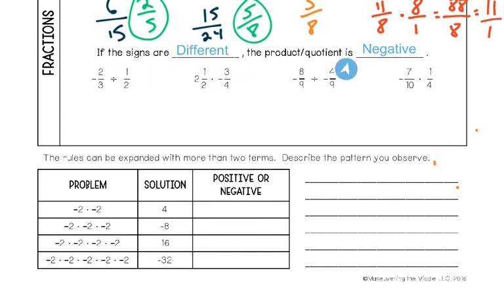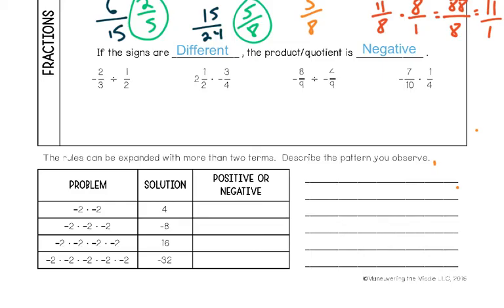If the signs are different, the product or quotient is negative, and negative times a positive is always going to give you a negative answer. So when we multiply or divide only, a negative times a positive or a positive times a negative will give you a negative answer. The same thing works with division. So I just want you to remember that and go through these by yourself. We'll check these together. If you need help with these, let me know.